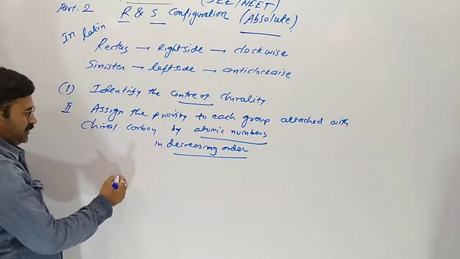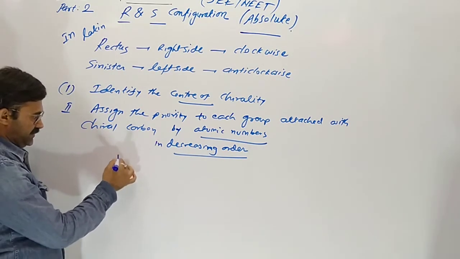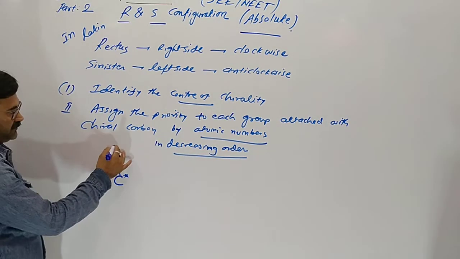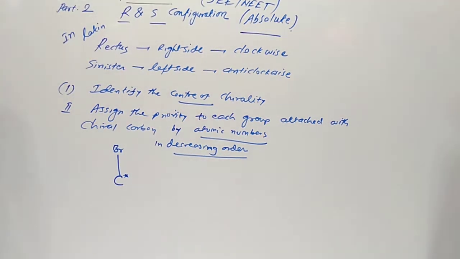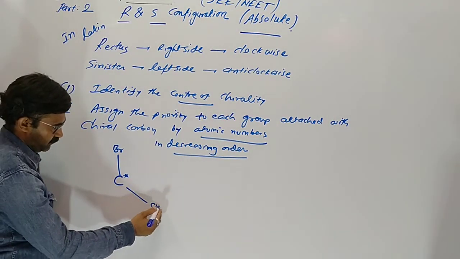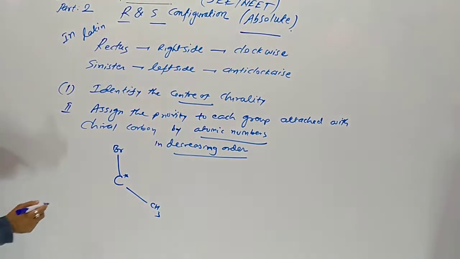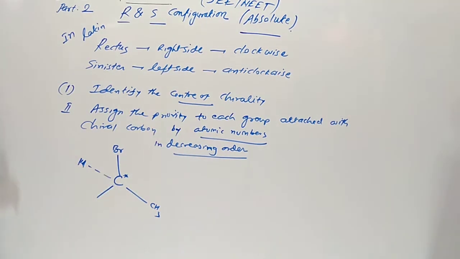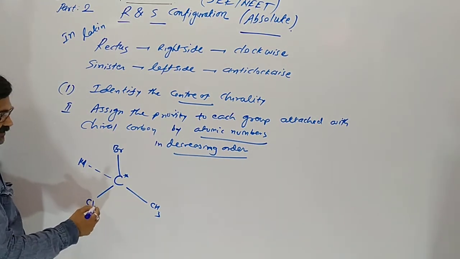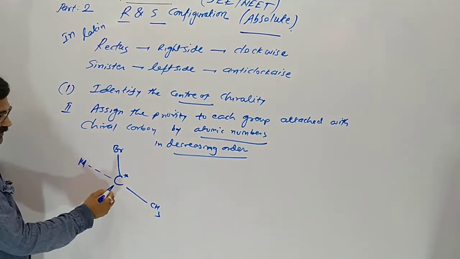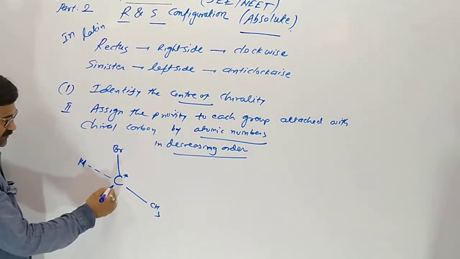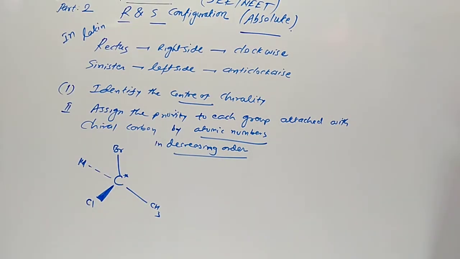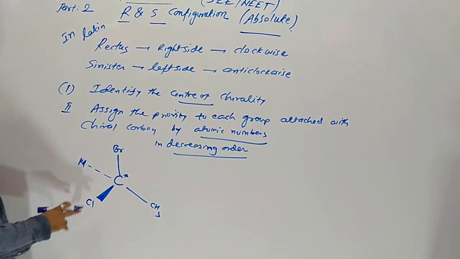Yes, I am giving the example. Suppose this carbon with an asterisk is the chiral carbon. Here one bromine, one methyl group, one hydrogen, and one chlorine is attached. First we will discuss the 3 dimension, then after that the 2 dimension. This is the 3D effect.